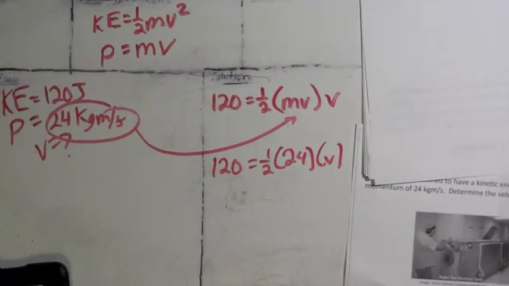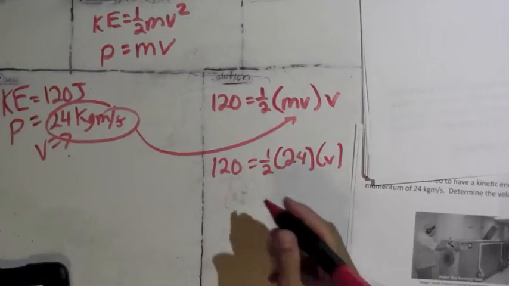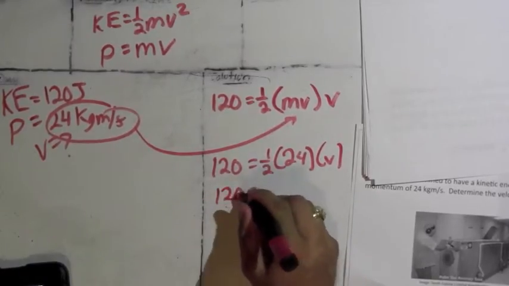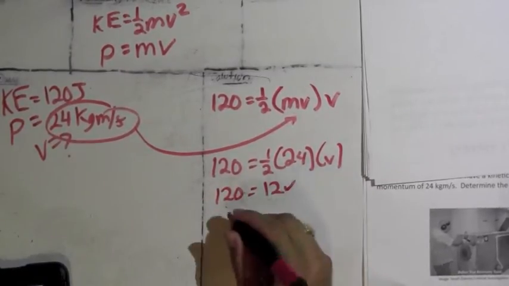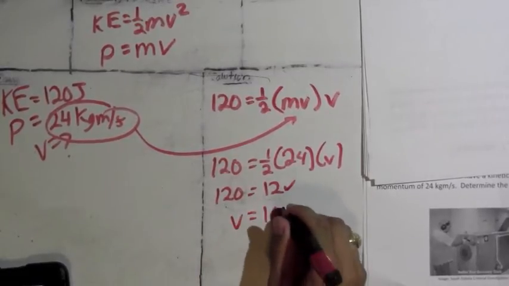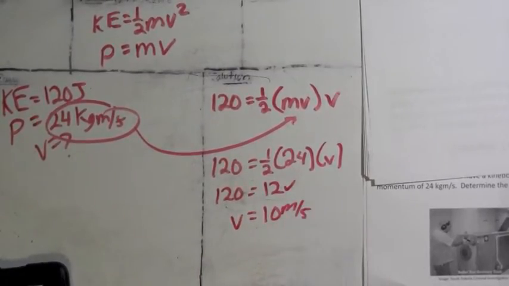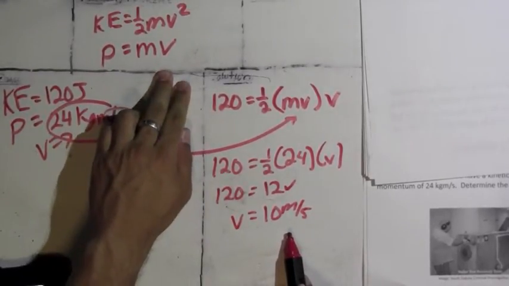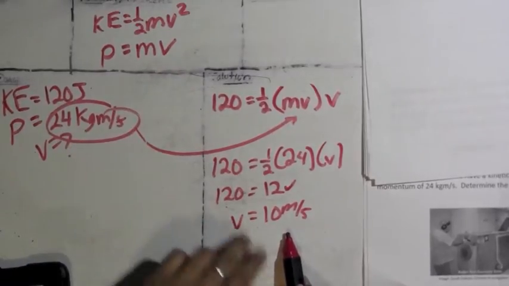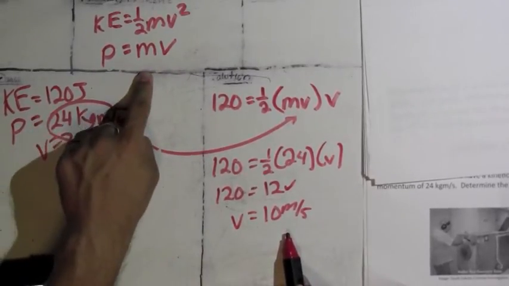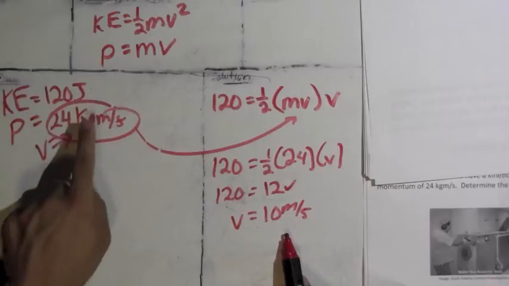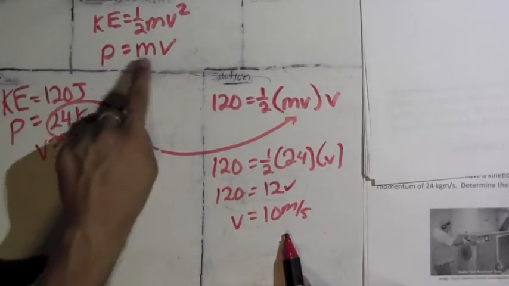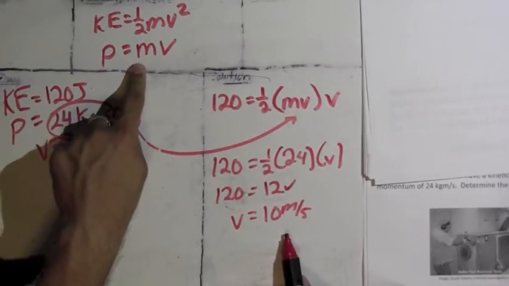When you write it out like that, it's easy to realize that you have 120 is equal to 12v, or v is equal to 10 meters per second. Now you can check this. So how I would check it is I'd say, okay, if the velocity is 10, that tells me that the mass has to be 2.4. And the reason why I know that is 24 equals m times 10, so m has to be 2.4.